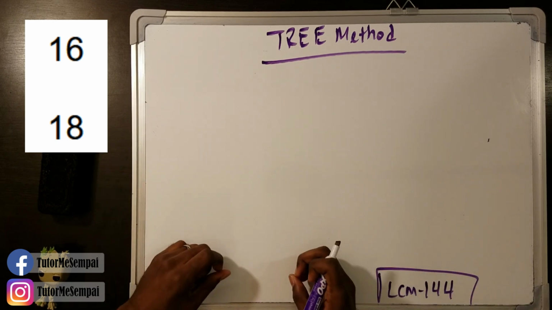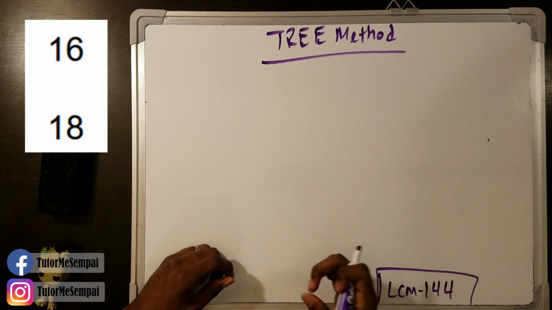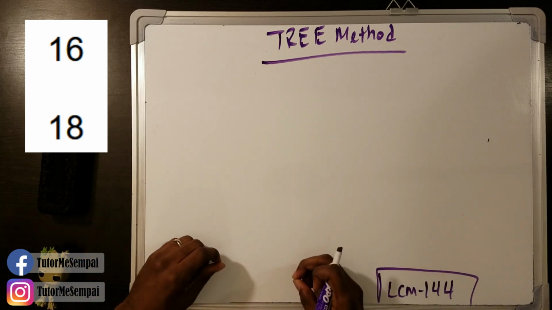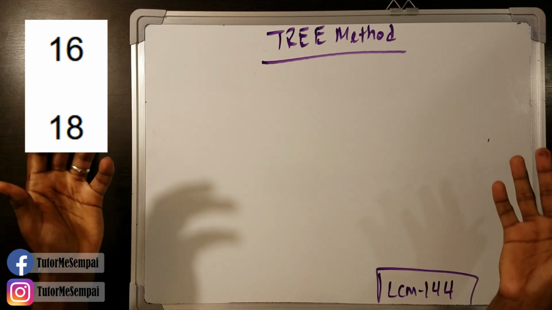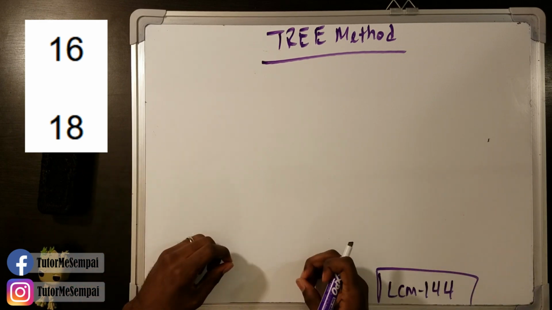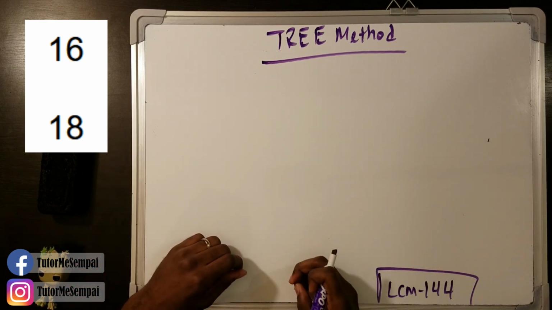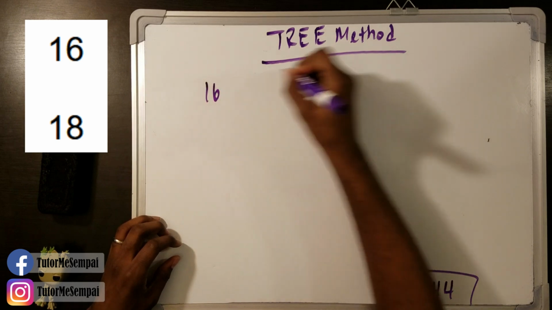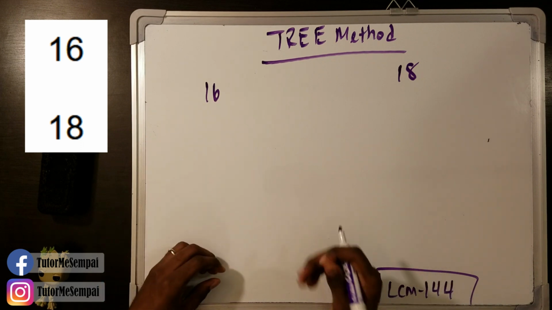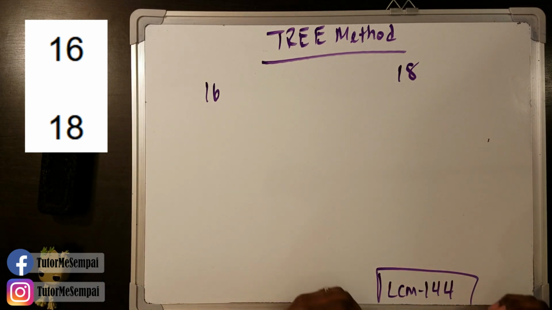Now, this might look familiar if you saw my video on greatest common factor. They both use the tree method, in which you're really just using the prime factorization. The tree method helps you take advantage of the prime factorizations of your numbers. So let's break this out into its prime factorizations. We're going to start with 16 and 18 again because we already found the least common multiple to be 144.